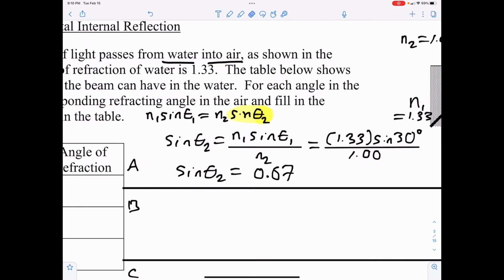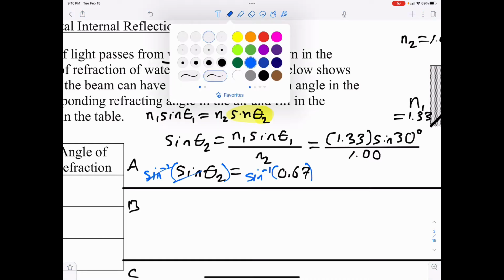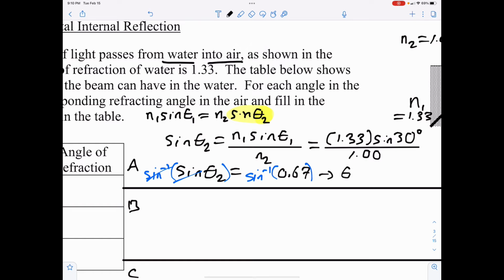Now, at this point, I'm going to undo this sine equation. The opposite of a sine function is an arc sine function. So I'm going to take the arc sine of both sides, like that. Arc sine cancels with sine, leaving you with theta 2. So theta 2 is the arc sine of 0.67, which is about 41.8 degrees.